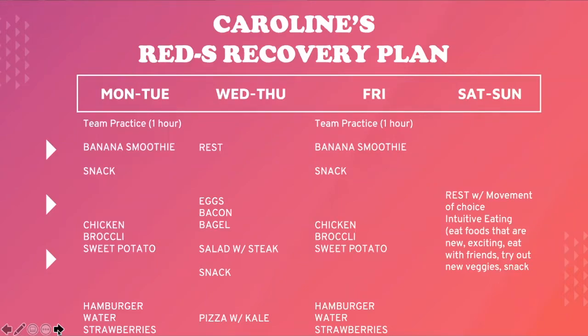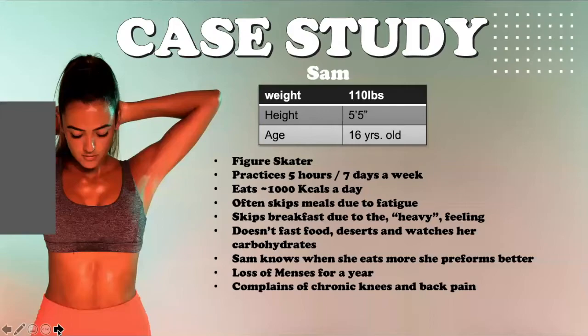As you can see, yes, she is still working out with her teammates, but she's encouraging and using the hunger crushing complex. Also, you can see rest days, and on the weekends, we encourage rest days, but also we want to build her self-efficacy with foods that she likes, intuitive eating, and trying out new snacks and vegetables, and overall, just encouraging balance.